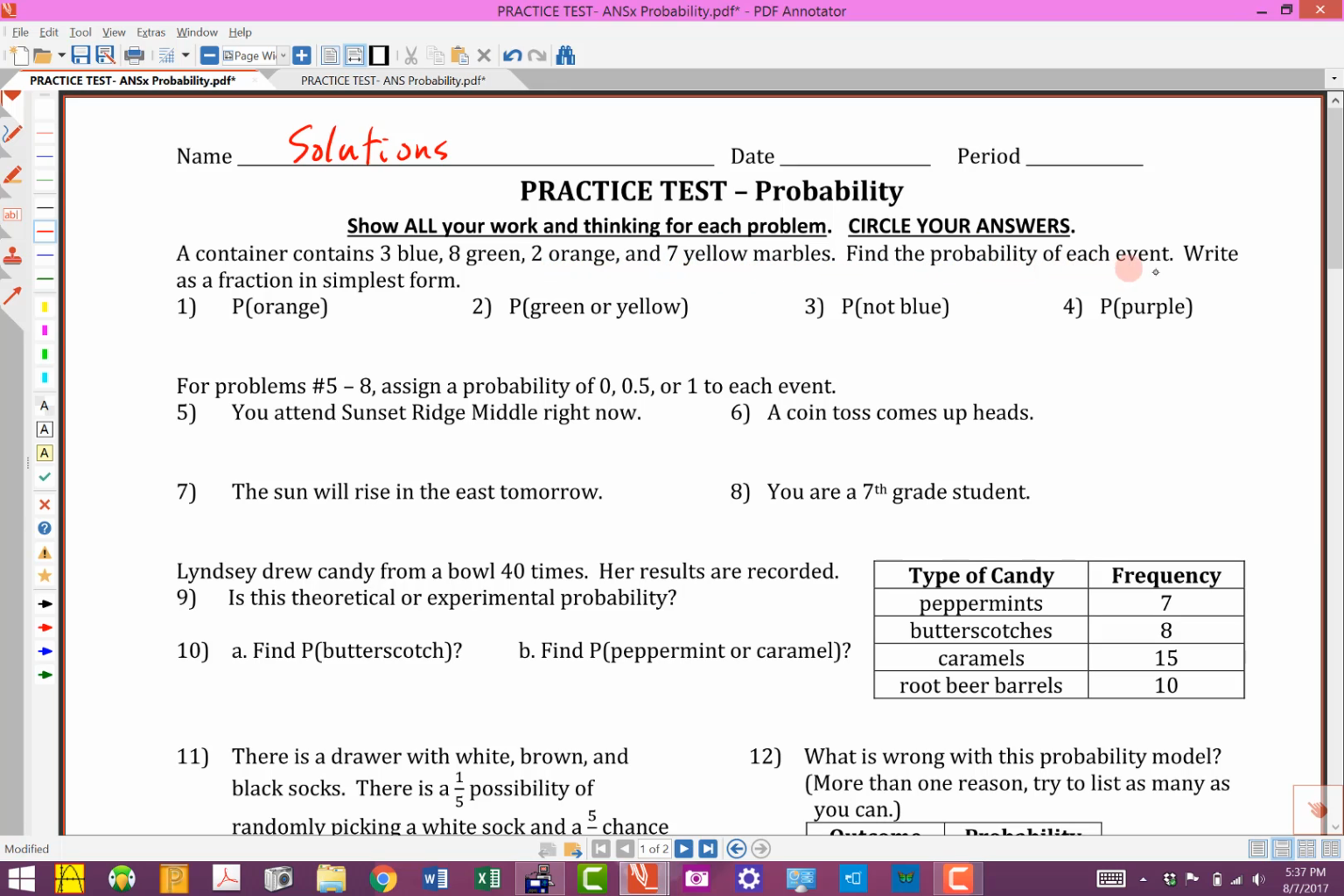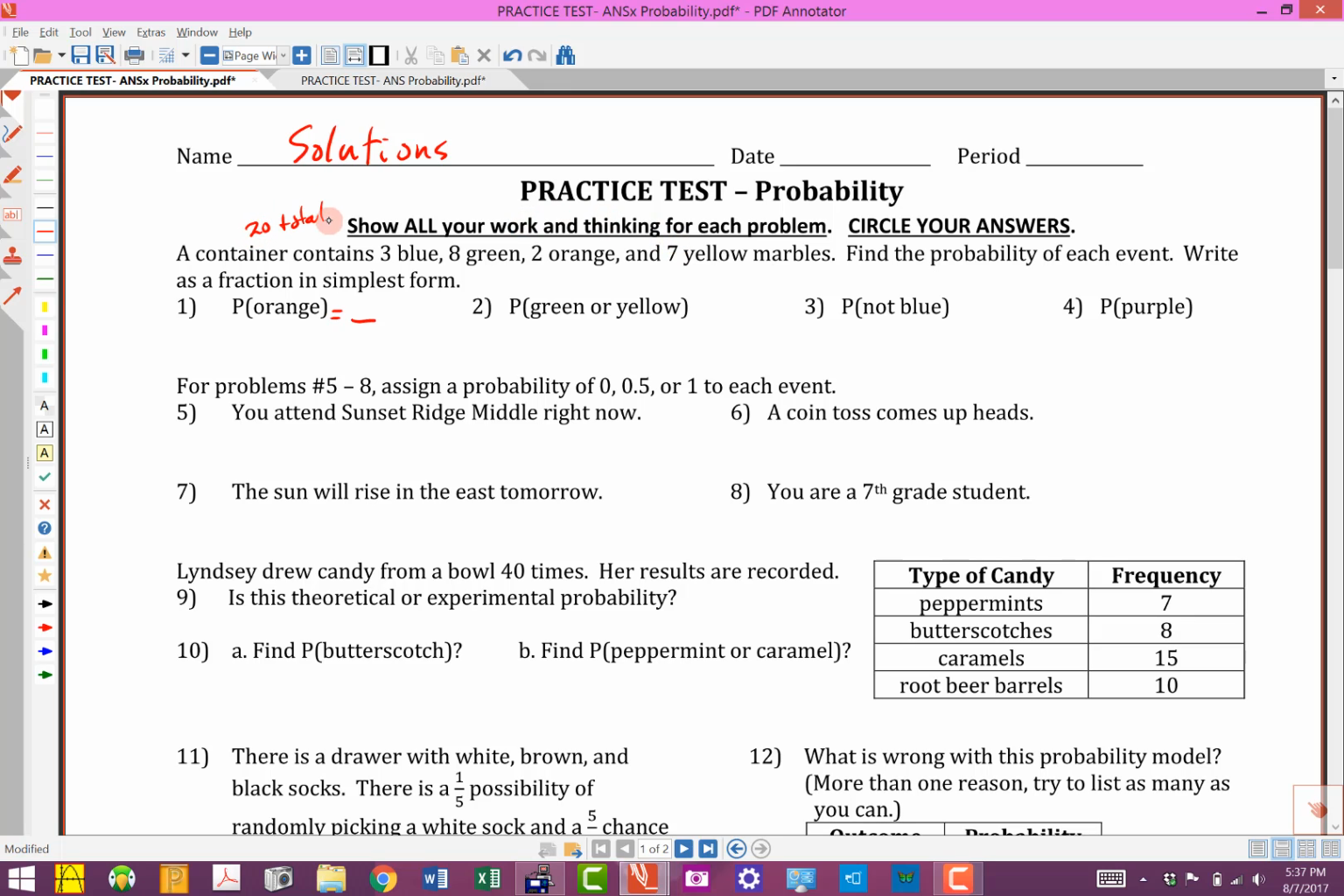Find the probability of each event. Write as a fraction in simplest form. So the probability of orange. Well, these are all equally likely, so we're going to do a theoretical probability in this case. First thing we need to do is add all these up. So I notice that those add up to 10 and those add up to 10. So that means that there are 20 total.